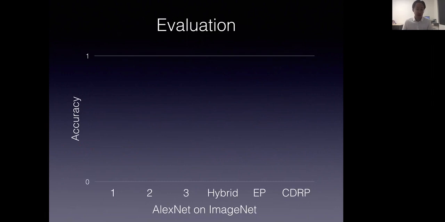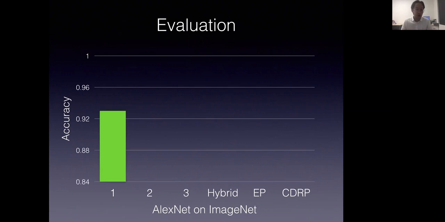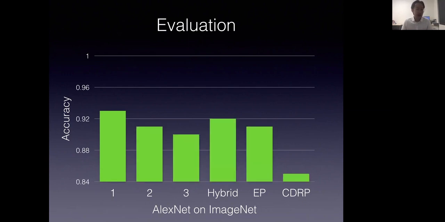We first show the detection accuracy of Ptolemy. On the y-axis, we show the detection accuracy. On the x-axis, we show the different instances and our baselines. Type 1 has the highest accuracy. This is the original Ptolemy. The green bar shows that the detection accuracy is 0.93. As we show in the chart, almost all Ptolemy instances show better accuracy compared to the state-of-the-art models.